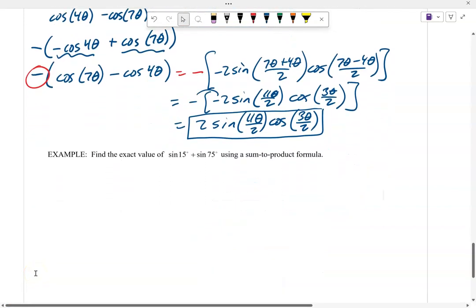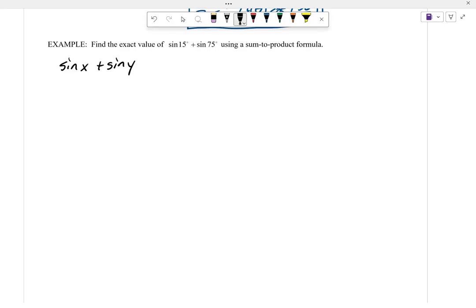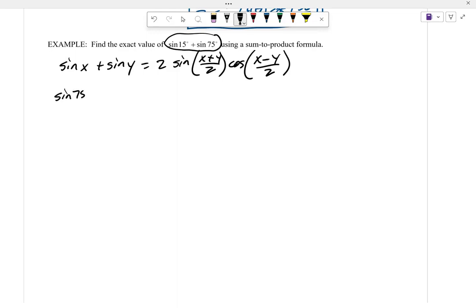All right, let's take a look at this last one we got with degrees here, but I'm going to go ahead and use sine x plus sine y equals 2 sine of (x plus y) over 2 cosine of (x minus y) over 2. Again, the larger angle is not listed first, but it's a plus, so I can just write it as sine of 75 plus sine of 15, since that's the same thing as sine of 15 plus sine of 75. Now let's plug it in with my x and my y.